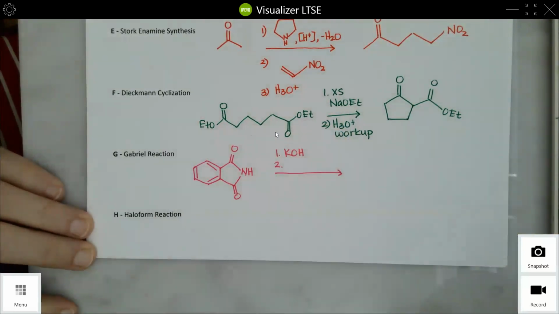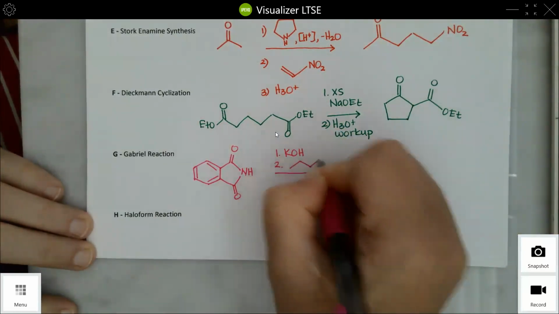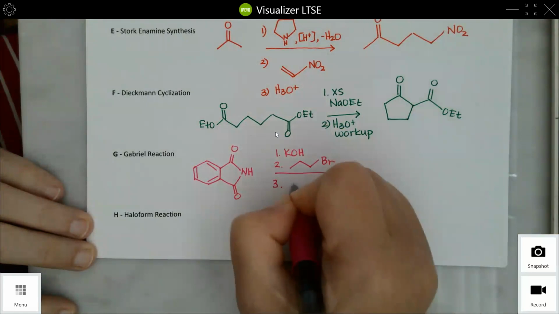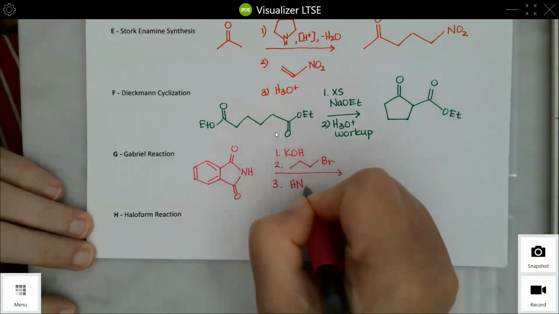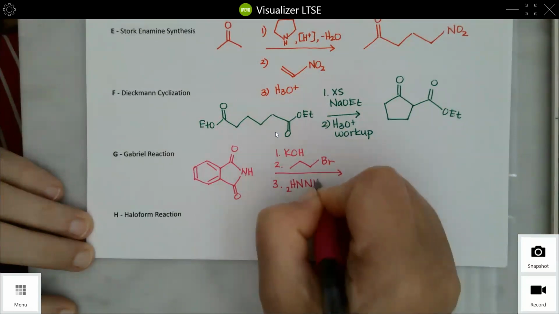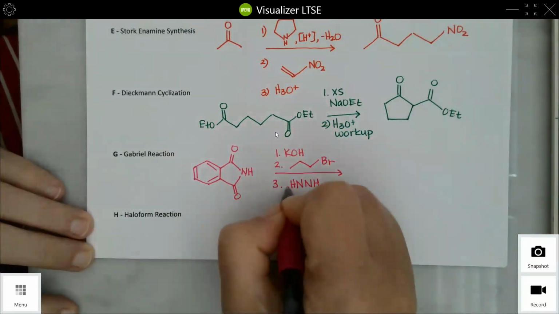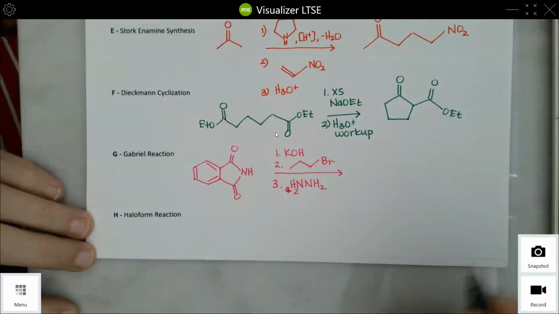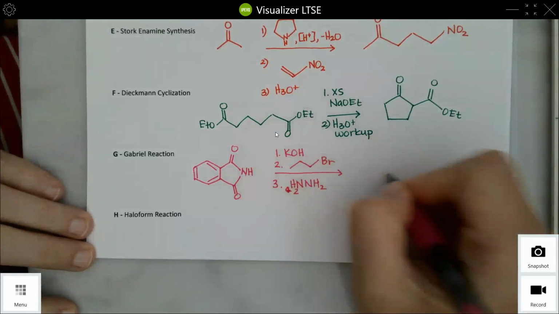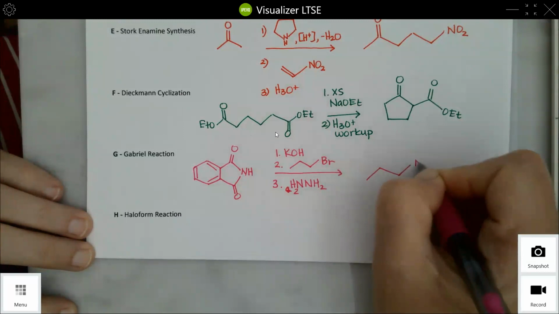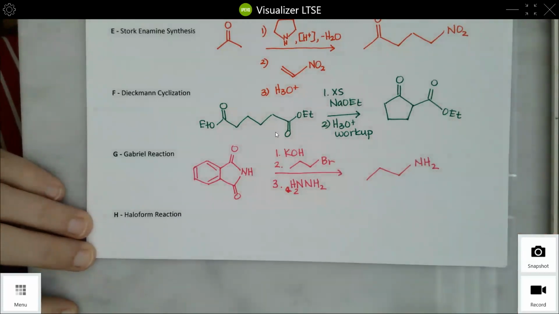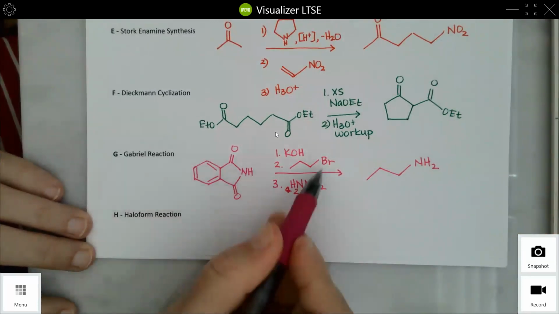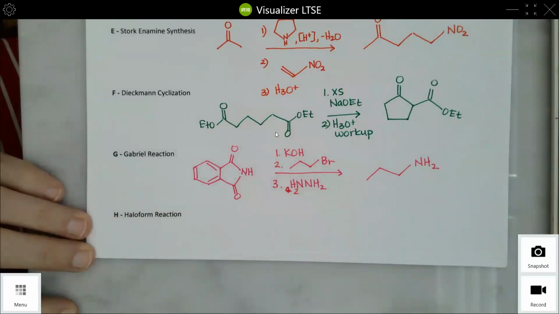We're going to use some sort of alkyl bromide, maybe like 3 carbons. And then we're going to use either H3O plus or hydrazine. So NH2, NH2, that's hydrazine. Or again, H3O plus would work here. And we would end up with the 1, 2, 3 carbons, and then draw in an NH2. Most of these atoms actually end up in the byproduct. Only the nitrogen gets transferred in this reaction.